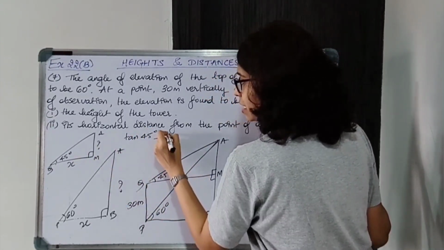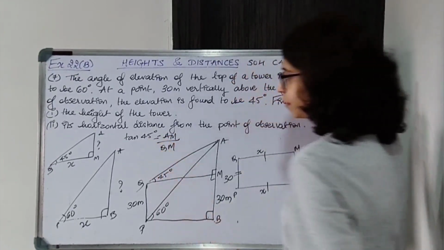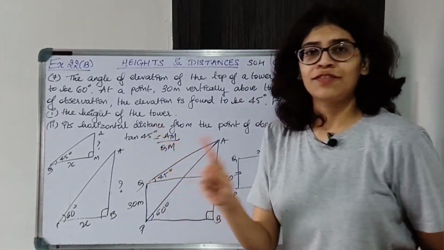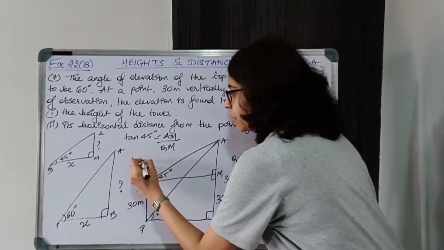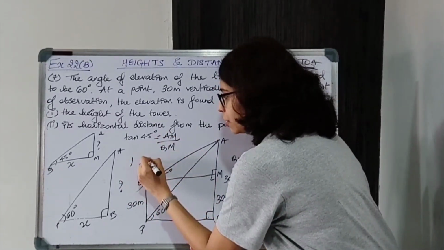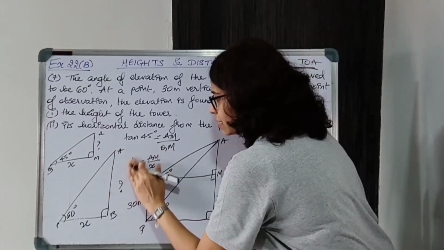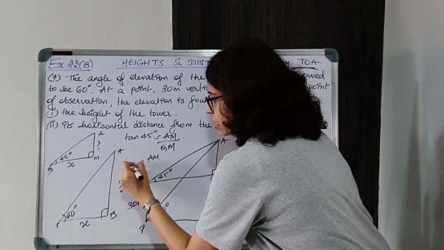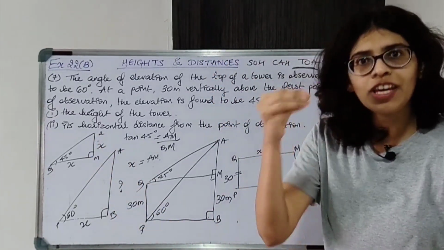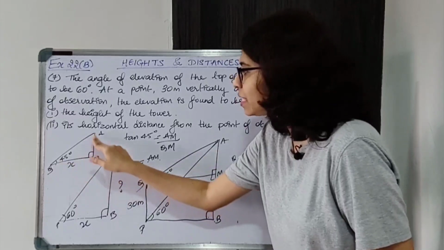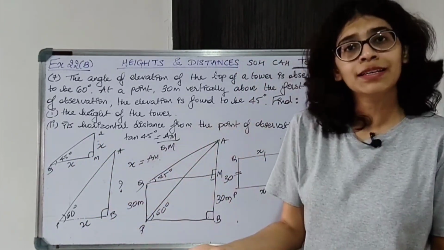So tan 45 is equal to opposite upon adjacent. Now tan 45 is 1 from the table, the standard value table. AM you need to find and QM is equal to X. So if you shift X, AM is equal to X. Okay, so now we have something. We know that QM is equal to AM, and QM, AM, PB are all the same, all are X.